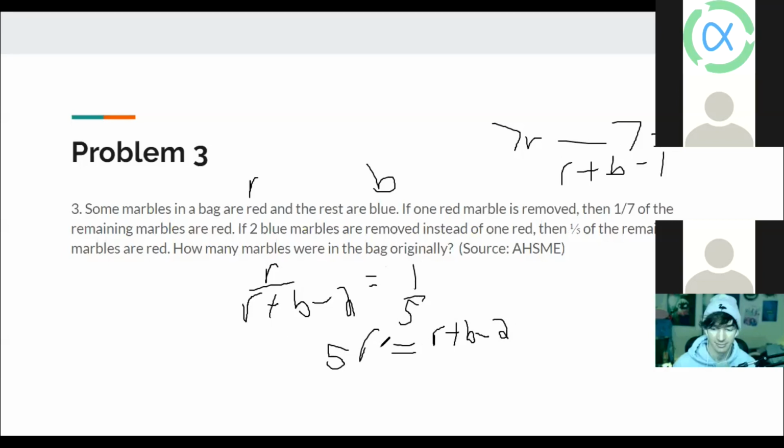So if we add 1 to both sides, we're going to get 5R plus 1 is equal to R plus B minus 1. And you know that that's also equal to 7R minus 7. So you're going to get 5R plus 1 is equal to 7R minus 7. And then you're just going to get 8 is equal to 2R, so R is equal to 4. And if R is equal to 4, and you plug that into this equation, you're going to get 20 is equal to 2 plus B. So we have B is equal to 18. So the total number of marbles in the bag originally is going to be 18 plus 4, which is 22.